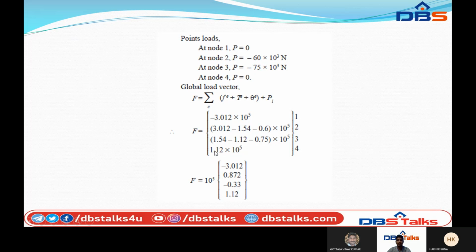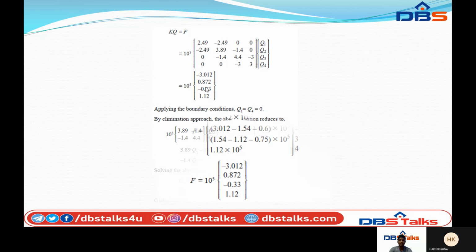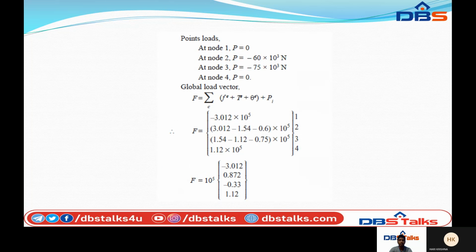F equal to 10 power 5, the values will be minus 3.012, 0.872, minus 0.33, 1.12. Then we already know that the finite element equation will be KQ equal to F. In this equation, K is the global stiffness matrix, Q is the unknown nodal displacements Q1, Q2, Q3, Q4, and F is the force vector. Previously we calculated F equal to 10 power 5 into 4 values.